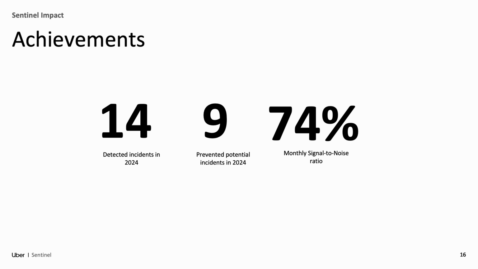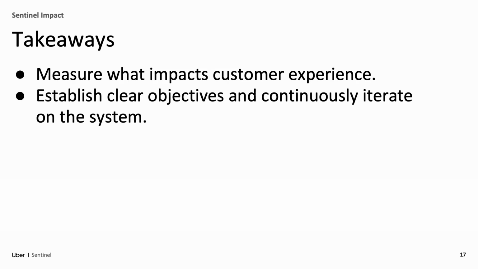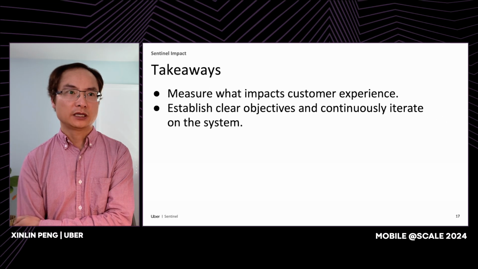And we put a lot of effort into maintaining our accuracy, that's the signal to noise ratio. Yeah, this is basically our presentation. Two key takeaways when you build new products. First, you need to really think about the metrics that impact customer experience. The next takeaway is to set up clear goals and continuously iterate on the system.